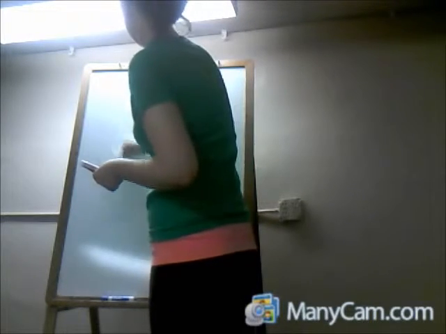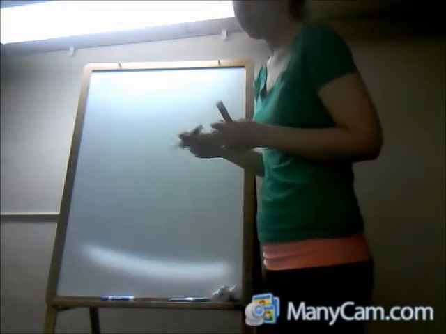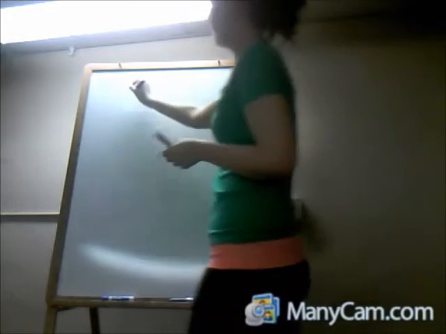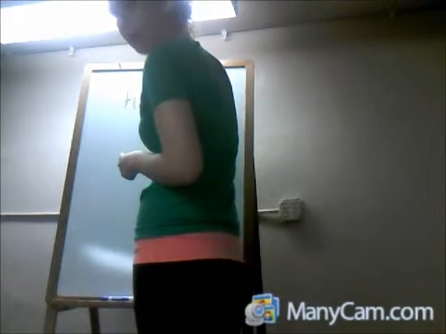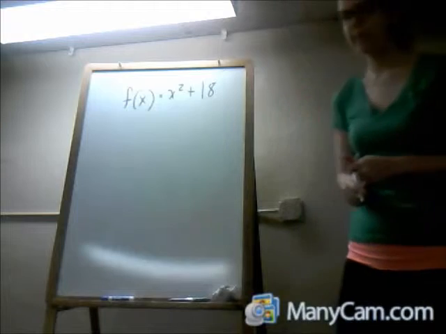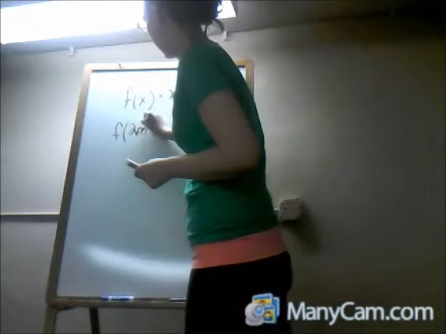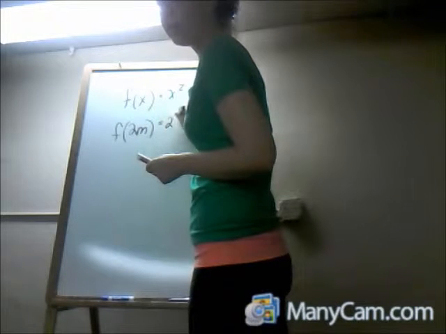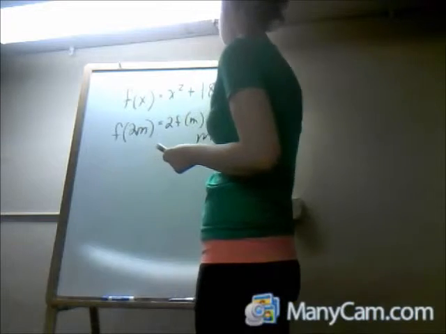All right, so let's look at number 18. And this is the function one. I remember we talked about functions a lot last time. So f of x equals x squared plus 18. And they're saying f of 2m equals 2 times f of m. What is m?